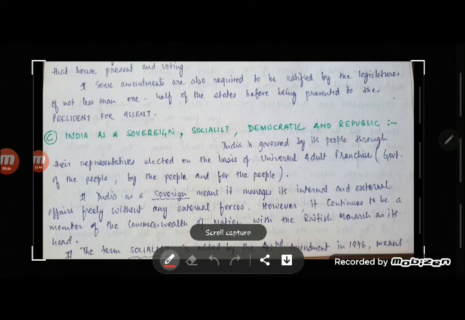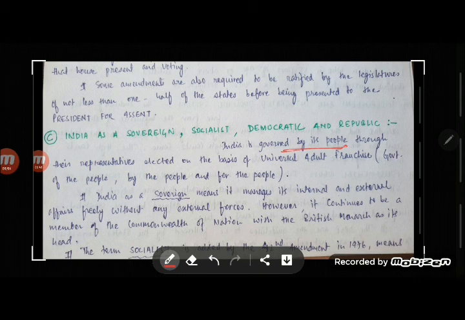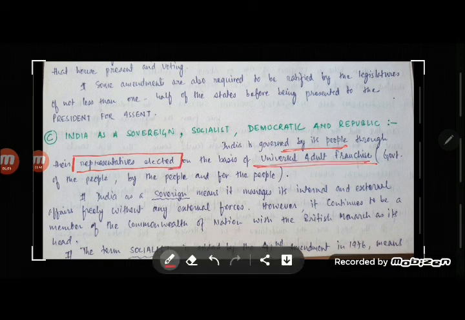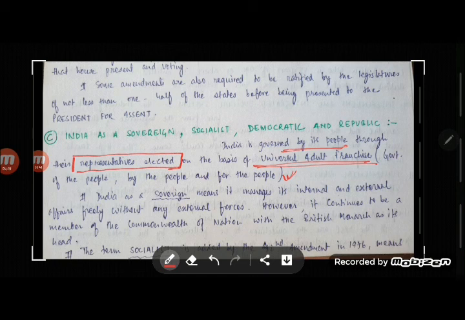India is a sovereign, socialist, secular, democratic republic. So it says that India is governed by its people. How is it governed? It's governed by its people through their representatives elected on the basis of universal adult franchise. So the representative is elected by voting through universal adult franchise: government of the people, by the people and for the people. So we elect our representatives by giving our vote in a democratic country.